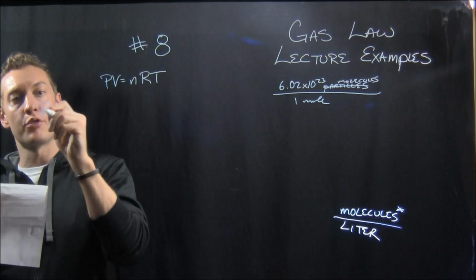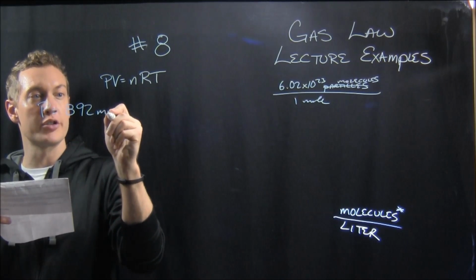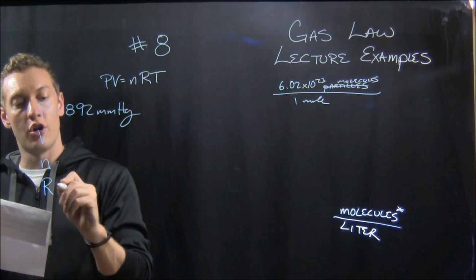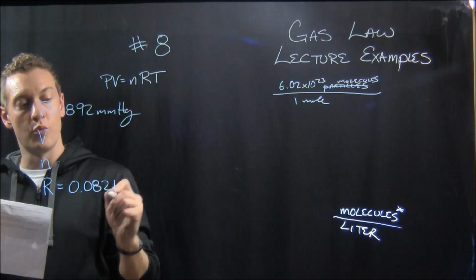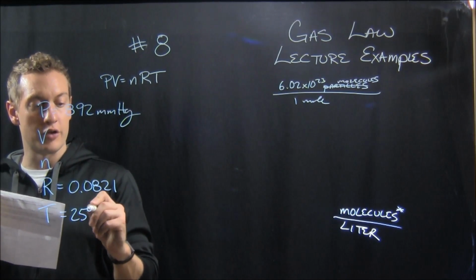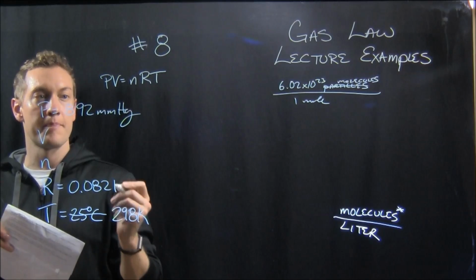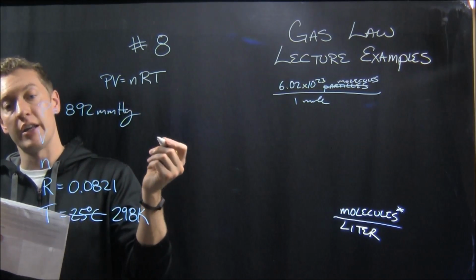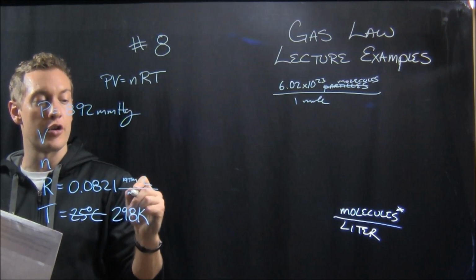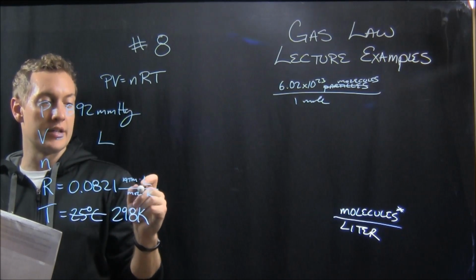And we know that pressure is 892 millimeters of mercury. Volume, moles, R is 0.0821, and T, it gives us 25 degrees Celsius. So we add 273 to that, it's 298 Kelvin. Millimeters of mercury, you got to convert that to atmospheres because the unit on R is atmosphere liters per mole Kelvin.